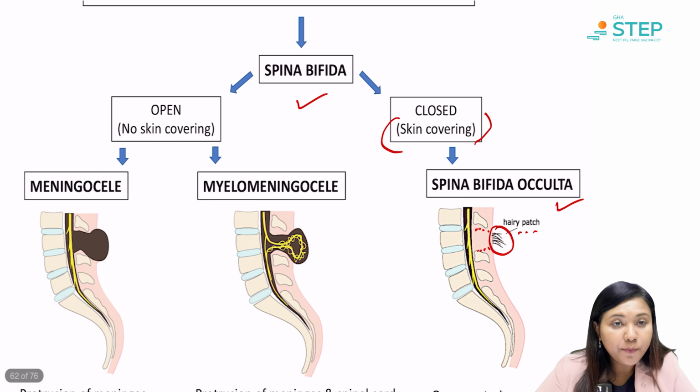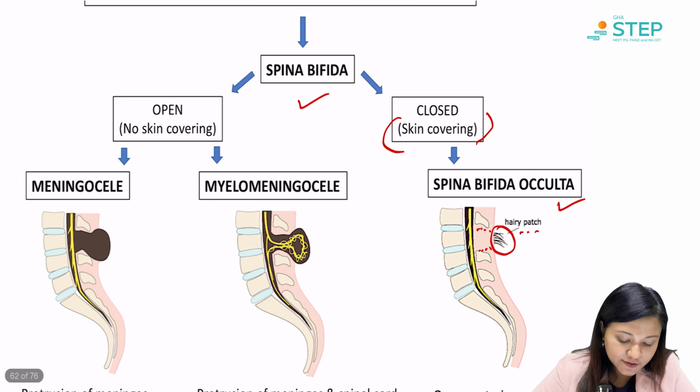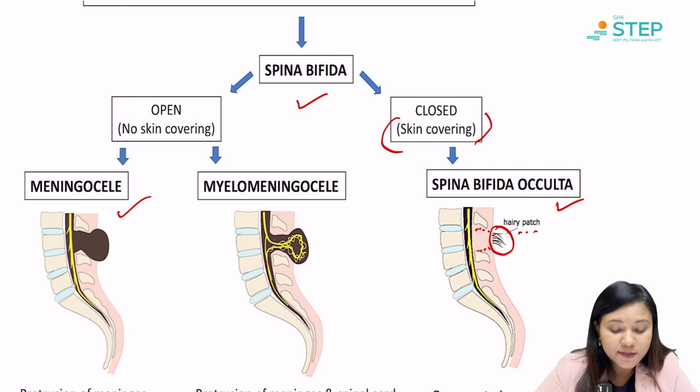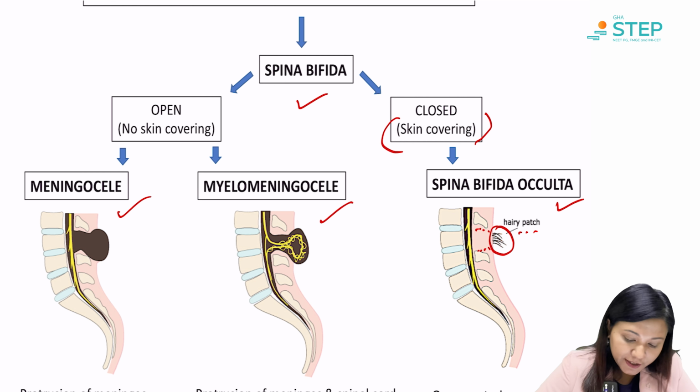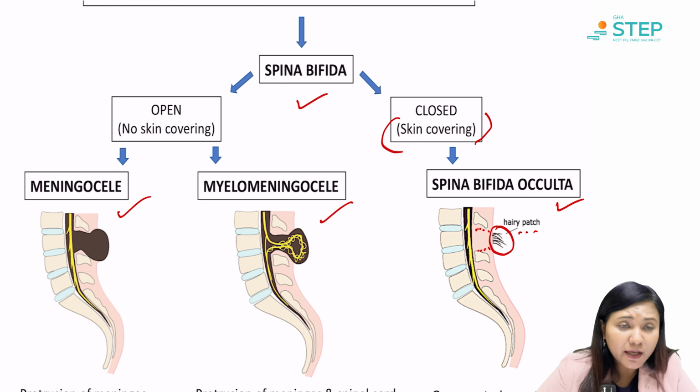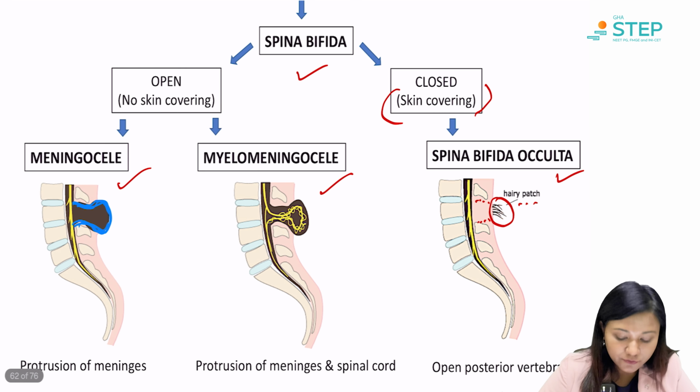Then in the open spina bifida, you have two types. One is the meningocele and one is the myelomeningocele. In the meningocele, as the dorsal arch will not develop from the vertebral column, the contents of the meninges will protrude out, but the spinal cord will not protrude. Only the meninges will protrude out with the CSF. So you have the condition known as meningocele, only protrusion of the meninges.